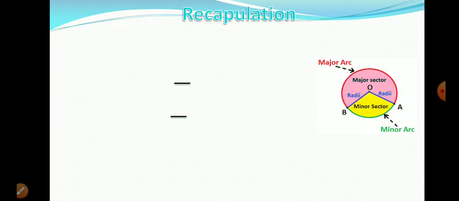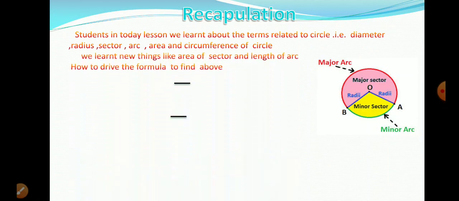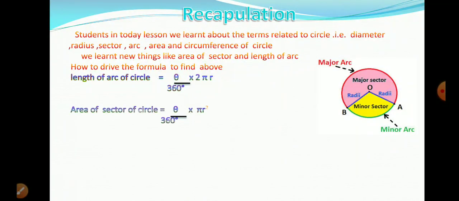Now we will recapitulate what we have learned today. Main points. Students, in today's lesson we have learned about the terms related to circle, that is diameter, radius, sector, arc, area, circumference of circle. We have also learned new things like area of sector, length of arc, and how to derive their formulas. To find the length of arc we use the formula theta upon 360 times 2 pi r, and for area of sector we use the formula theta upon 360 times pi r square.